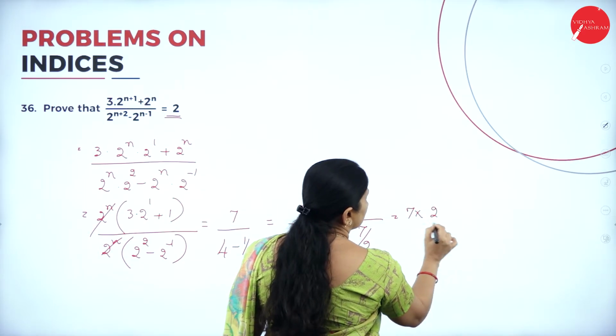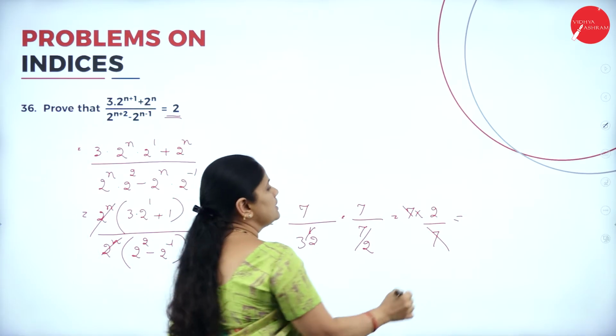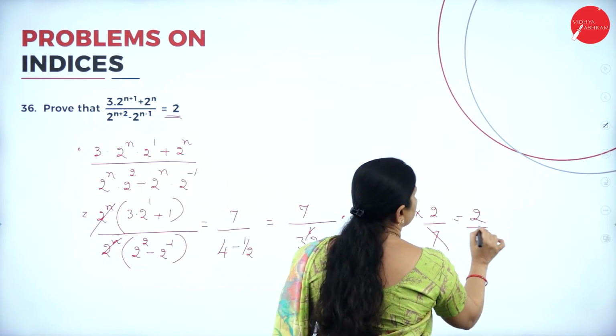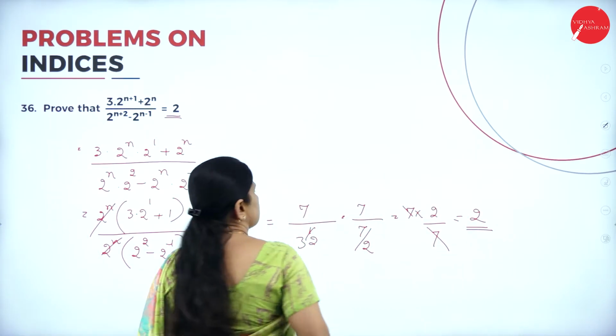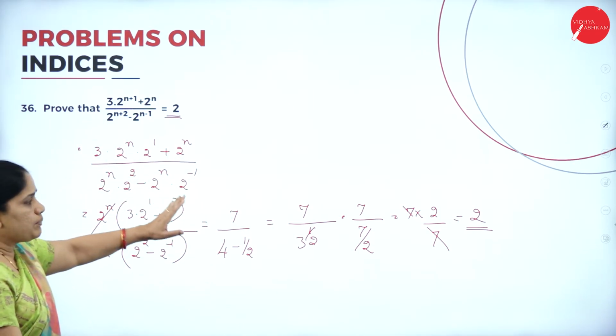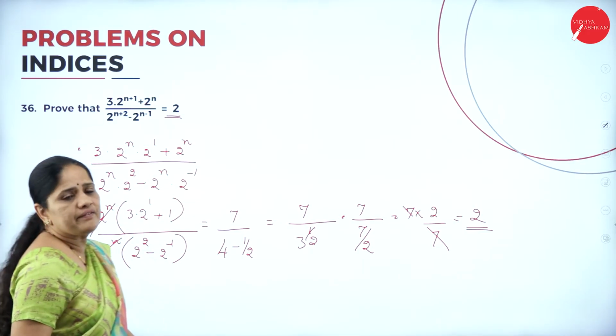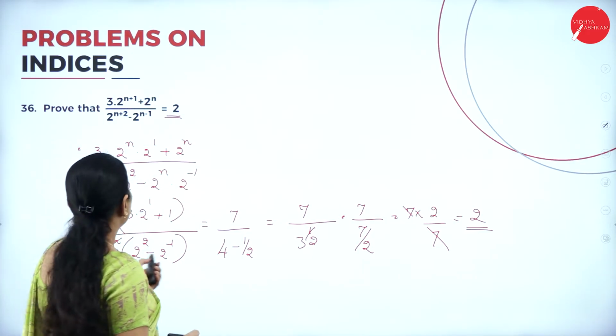7 into 2 by 7. So 7 and 7 gets cancelled. So I am left with 2. So 2 is the answer. Hope you have all understood this. So whenever you are given problems on indices, you have to just split the powers and simplify the problem.